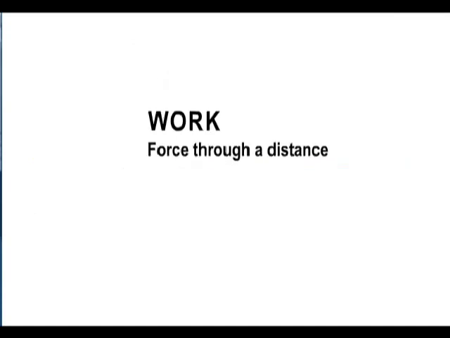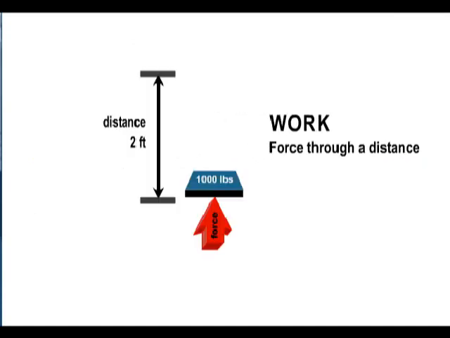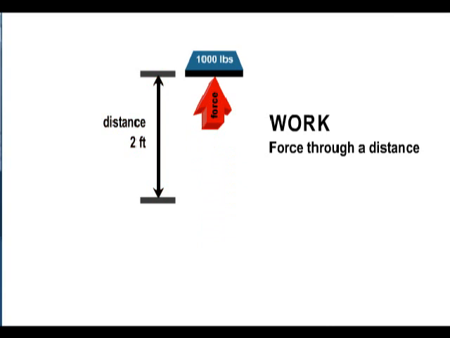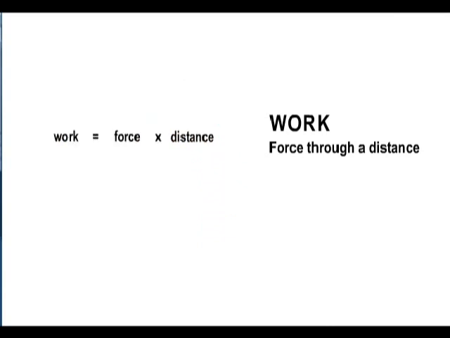Work is defined as force through distance. If we move 1,000 pounds a distance of 2 feet, we have accomplished work. We measure the amount of work in foot-pounds. In our example, we have moved 1,000 pounds 2 feet or have accomplished 2,000 foot-pounds of work.